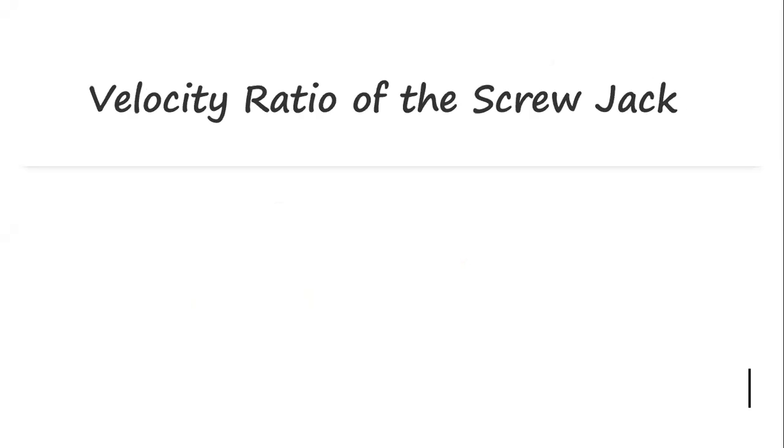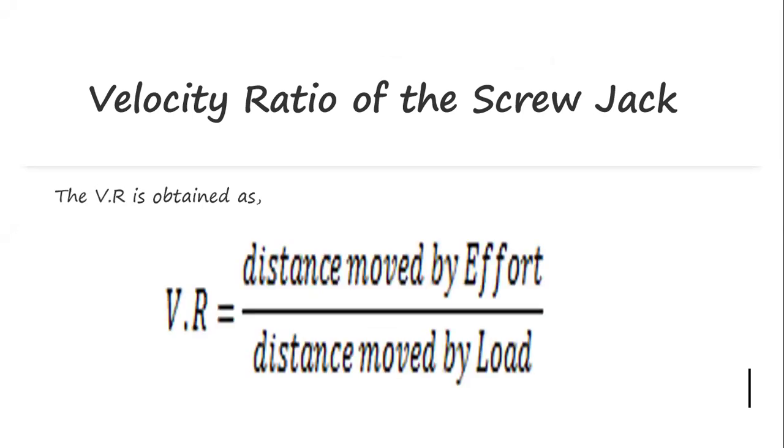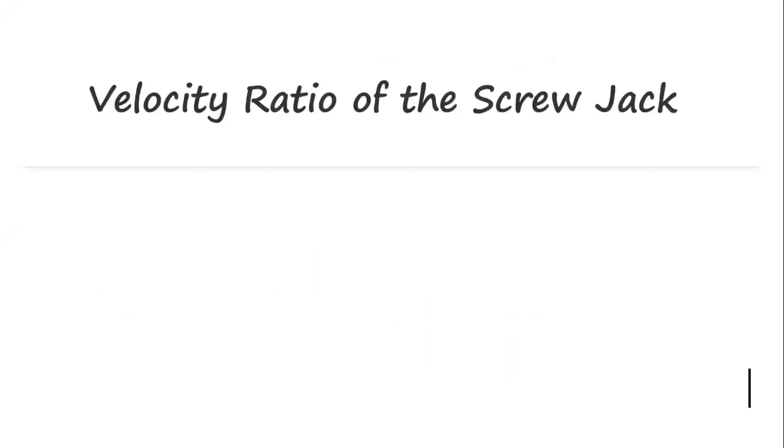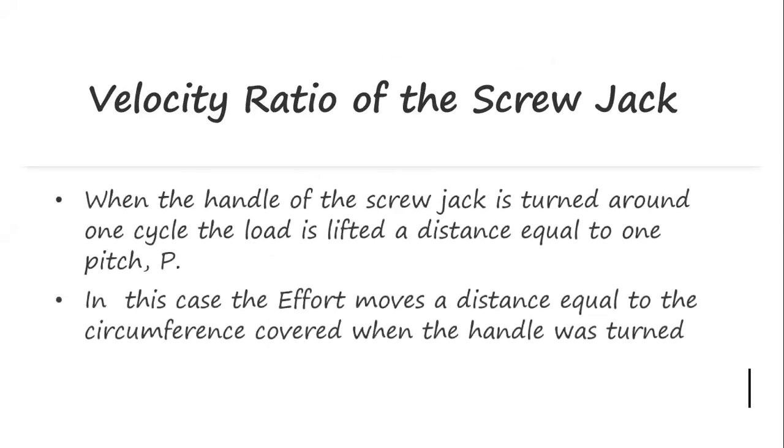And when talking about the velocity of the screw jack, the velocity ratio is obtained as follows. Velocity ratio equals distance moved by effort upon distance moved by load. Now, from there, we can see that when the handle of the screw jack is turned around one cycle, the load is lifted a distance equal to one pitch. We talked about the meaning of the pitch in the previous slide.